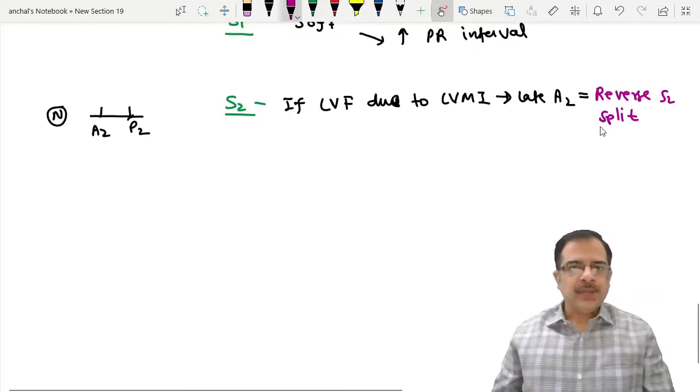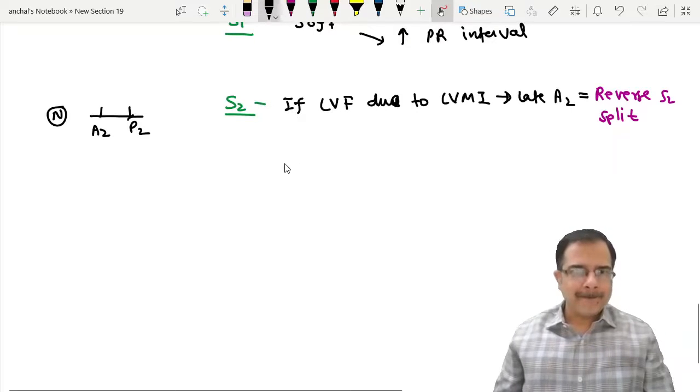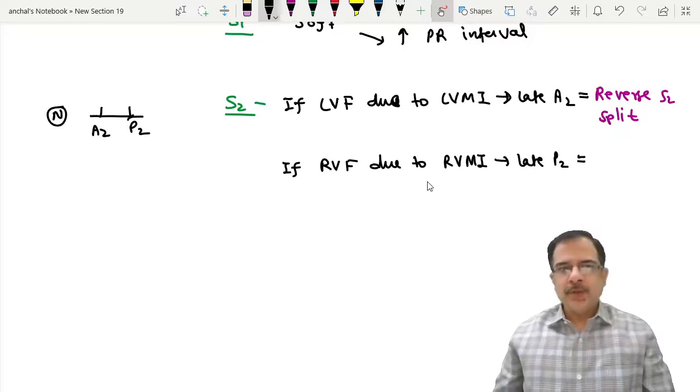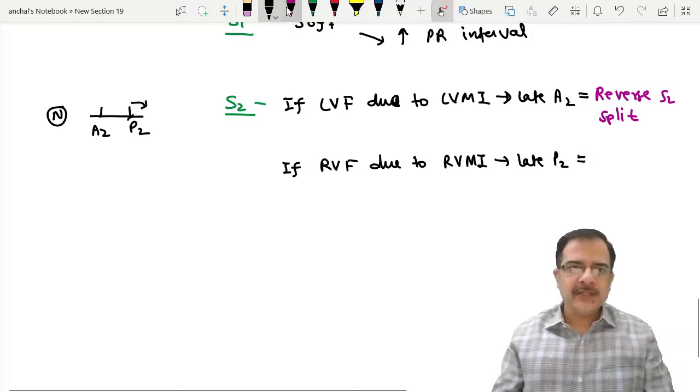The other way around, if it is a right ventricle failure due to RVMI, there will be a late P2. Late P2 means the split will become wide. So it is a wide S2 split.